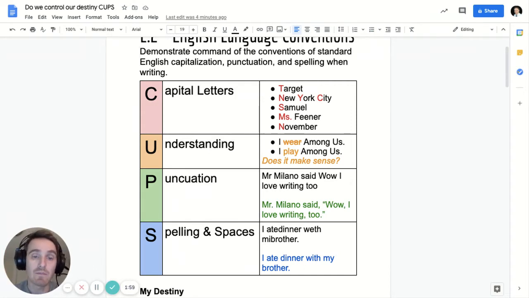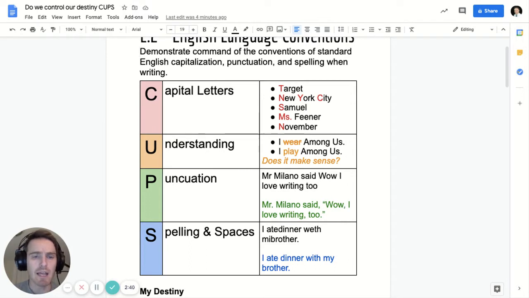For punctuation, okay, I read a sentence: Mr. Milano said, wow, I love writing too. Okay, that makes sense, so it's good for understanding, but for P, for punctuation, I don't see any punctuation in that sentence. But in the green sentence, you see the period after Mr., the comma after said, using quotation marks. Okay, commas and always ending your sentence with a period. So you're finding the correct placement of commas, periods at the end of sentences, and other places where you need them, like Mr. Milano. Okay, and then quotation marks.